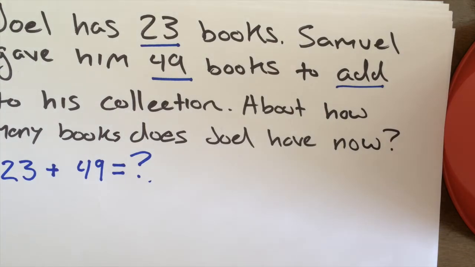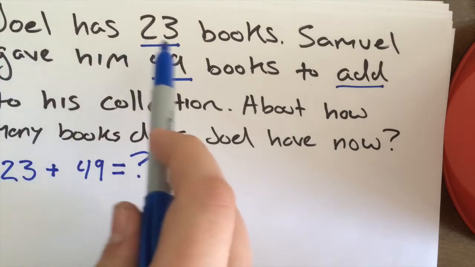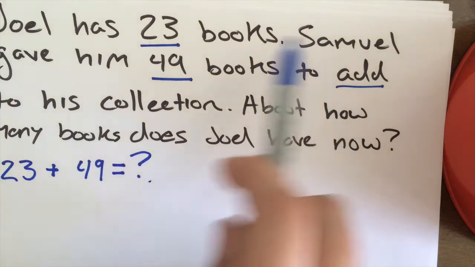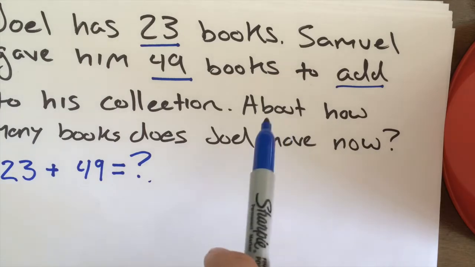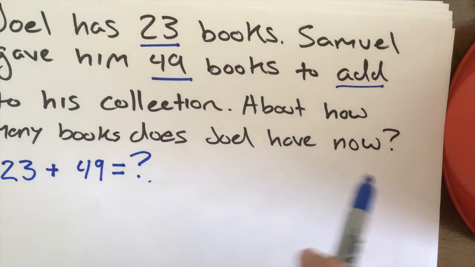Well, to solve this question, we need to figure out the numbers in our problem. Joel has 23 books. Samuel gave him 49 books to add to his collection. So we know that this problem is going to be an addition problem. 23 plus 49. We also know that we don't need to find the exact number to this problem, because it says right here, about how many books does Joel have now? We don't need to find the exact answer. We just need to find an answer that is close enough. And we are going to use rounding and estimation to figure that out.